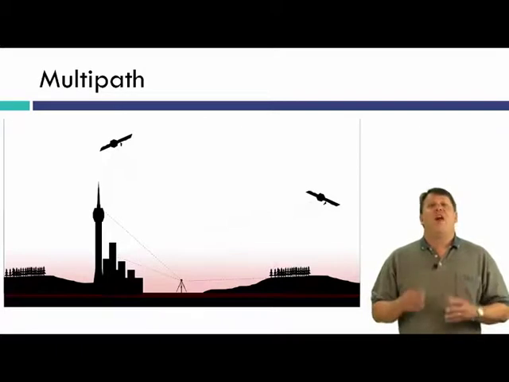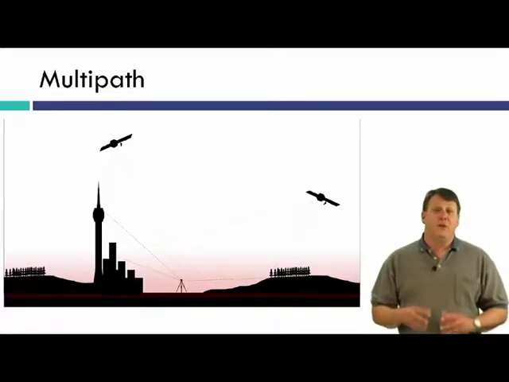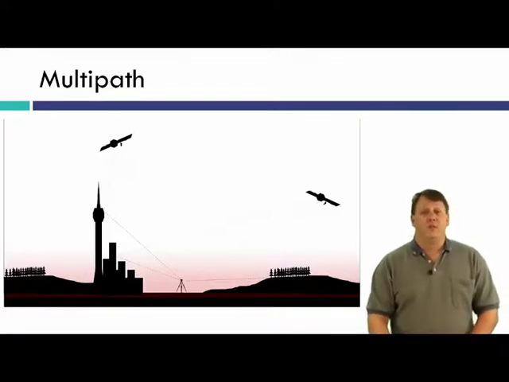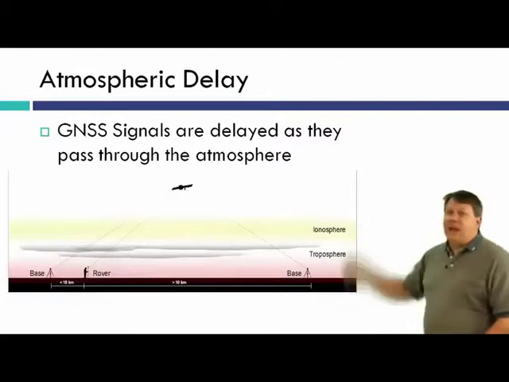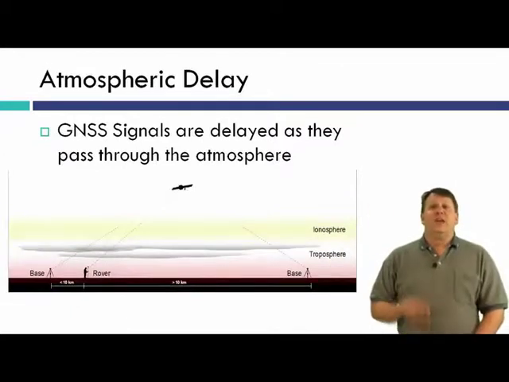The receivers have multipath rejection technology built into them, but not all multipath can be removed from the measurements that are recorded by the receiver. Last but not least, our last source of error is atmospheric delay. The signals from the satellites get delayed as they pass through the Earth's atmosphere.